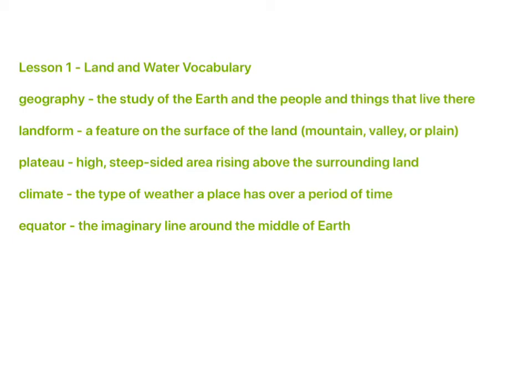All right, and then we have climate. Climate is the type of weather a place has over a period of time. We're going to be talking about this when we do weather in science this year. But when we talk about climate, it's over a long period of time. It's not right now. If we're talking about the weather in North Carolina, it is what's the temperature right now? Is it raining? Is it sunny? But when we look at climate, it is over a long period of time.